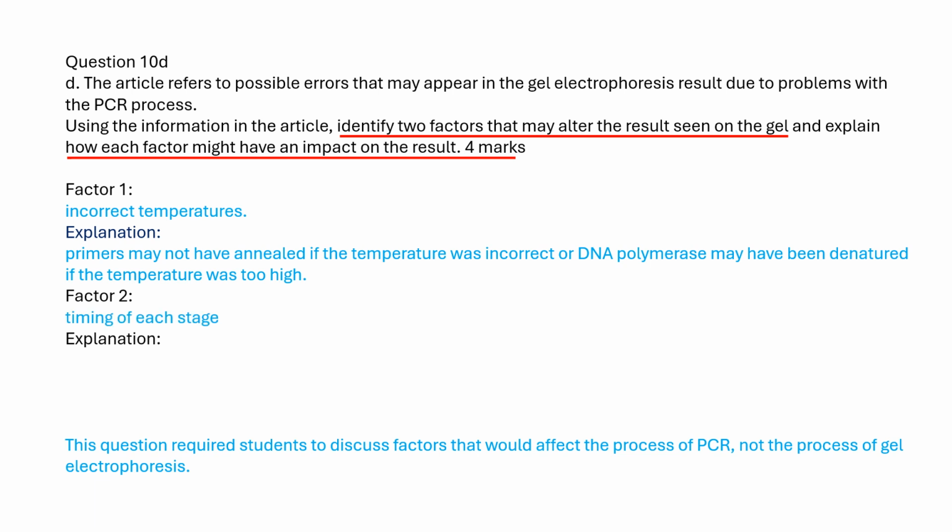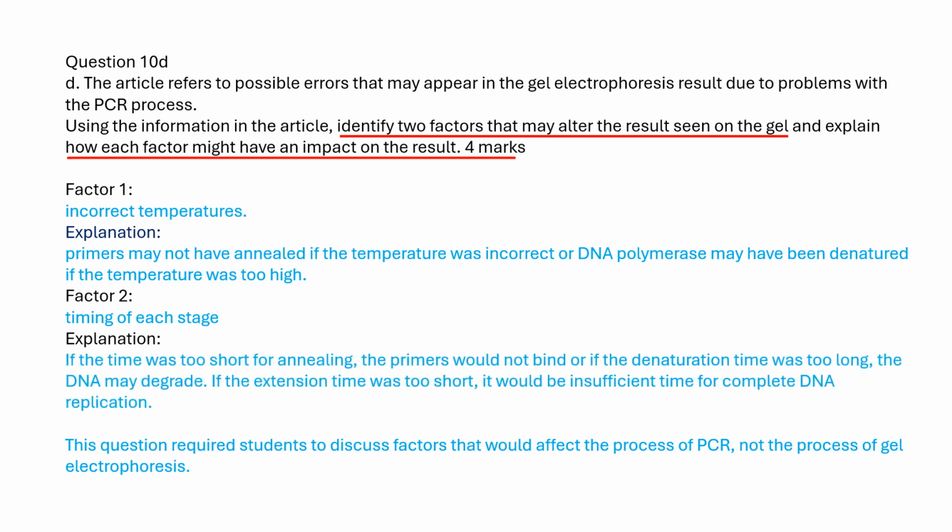Timing of each stage. Explanation. If the time was too short for annealing, the primers would not bind, or if the denaturation time was too long, the DNA may degrade. If the extension time was too short, it would be insufficient time for complete DNA replication. These two factors are mentioned in the questions. The temperature and time of each stage should be optimized.